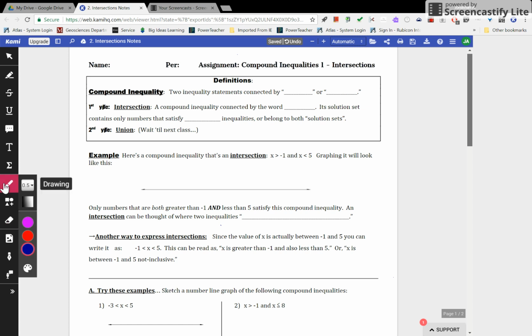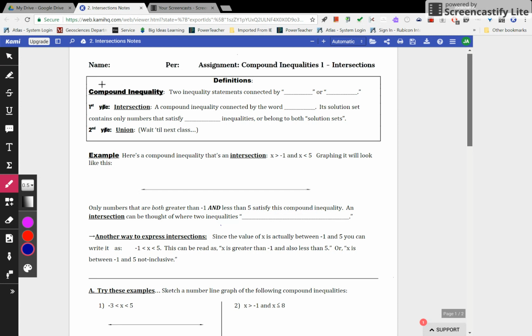This is Mr. Newman, and this is called Compound Inequalities 1 Intersections Notes. Tomorrow we will do Compound Inequalities 2 Union Notes, but this is just on intersections. So before we start, we got to introduce what a compound inequality is.